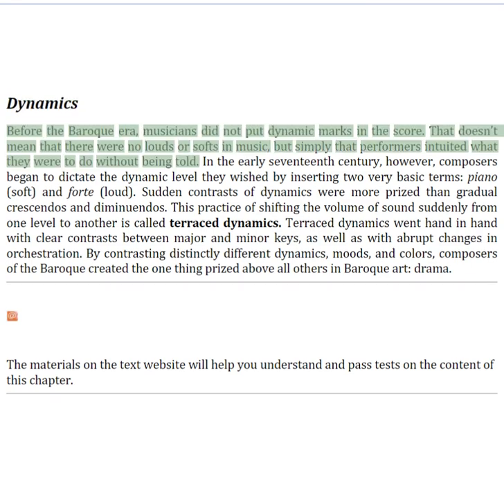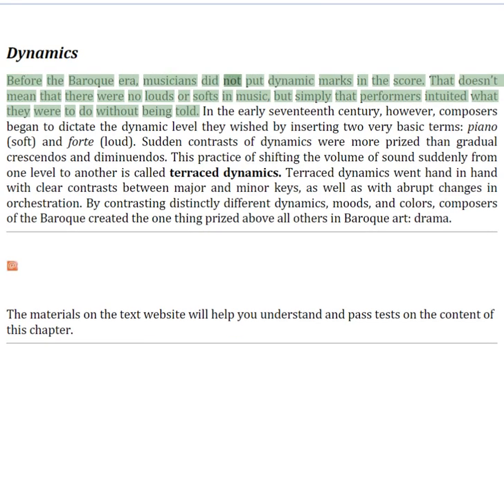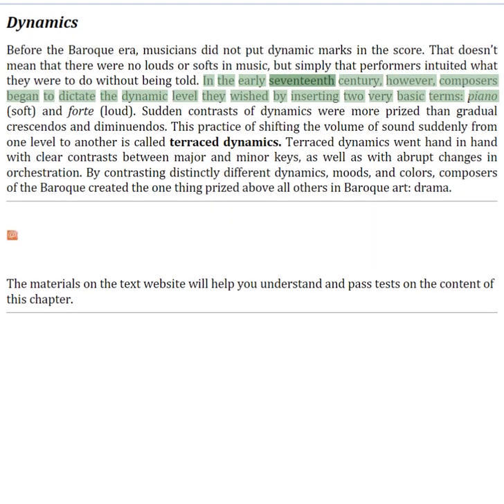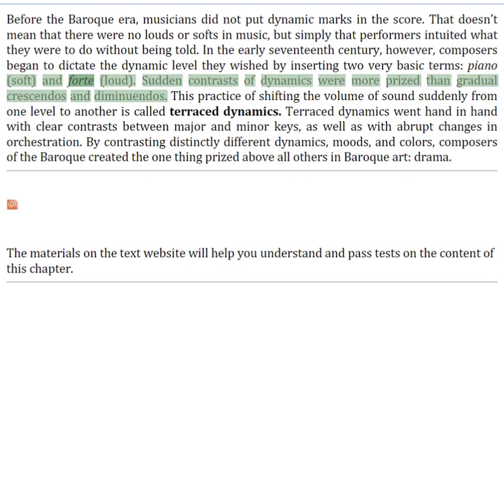Dynamics. Before the Baroque era, musicians did not put dynamic marks in the score. That doesn't mean that there were no louds or softs in music, but simply that performers intuited what they were to do without being told. In the early 17th century, however, composers began to dictate the dynamic level they wished by inserting two very basic terms, piano and forte. Sudden contrasts of dynamics were more prized than gradual crescendos and diminuendos.